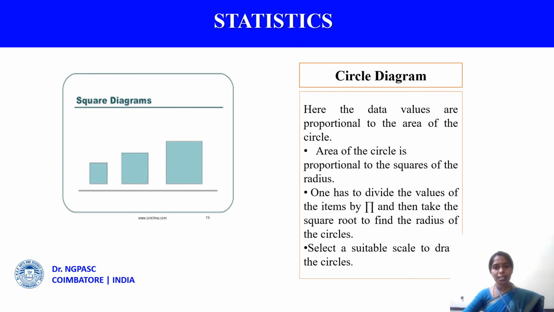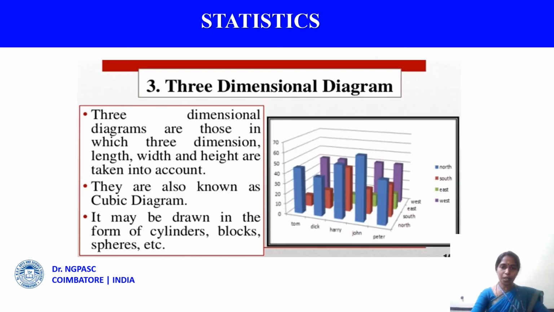Next, similarly circle diagram. The area of the circle is proportional to the square of the radius. So here the same diagram, instead of squares we will be drawing circles. Okay, the sides of the square represent here the radius of the circle. So likewise we have circle diagrams also.